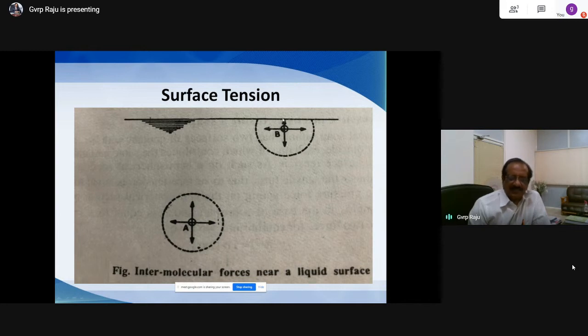Because there is no molecule above, if you see here, we have no molecules on the above surface. We have molecules only below the free liquid surface, and they are attracted towards all sides. As there is no other force counteracting, there is supposed to be a net downward force on the molecules at the surface. But it is not coming down.